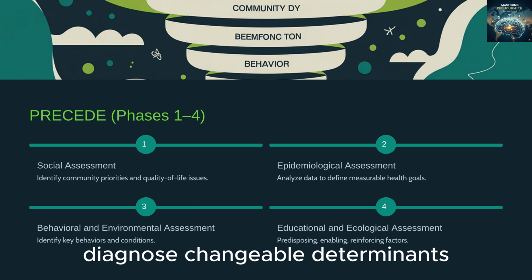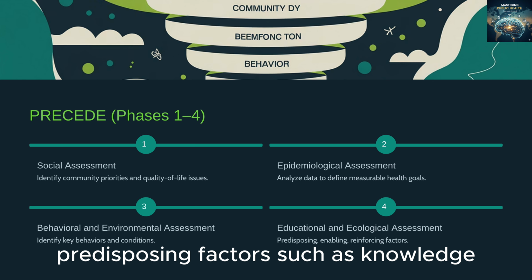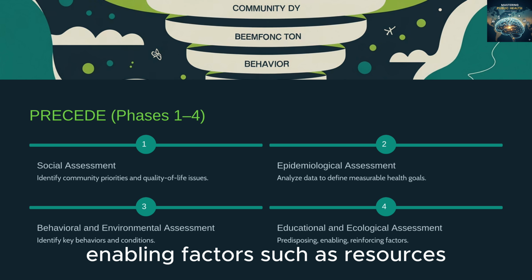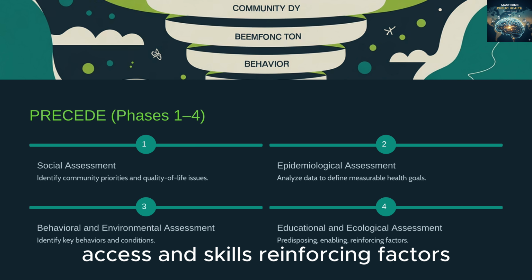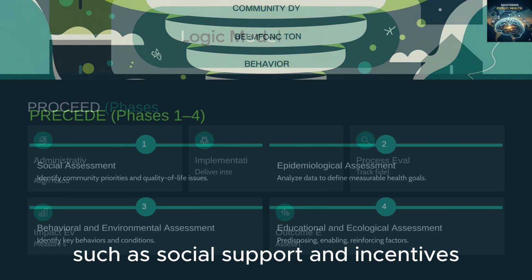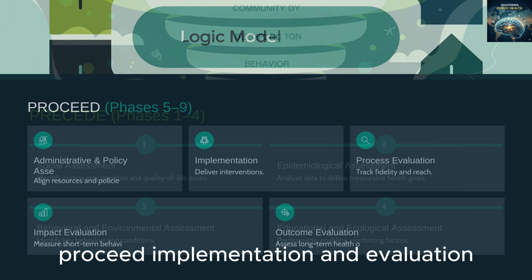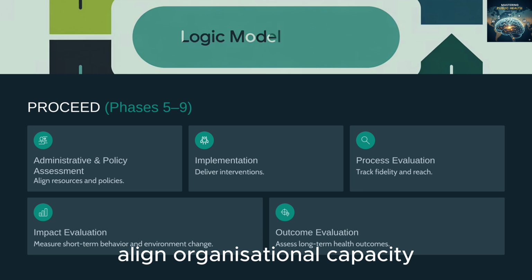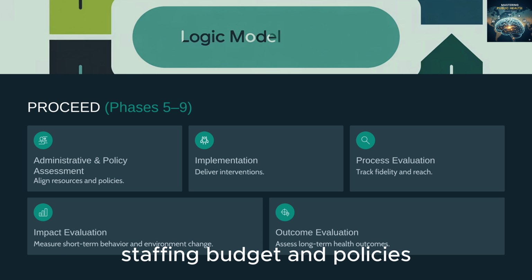Diagnose changeable determinants. Predisposing factors such as knowledge, attitudes, and beliefs. Enabling factors such as resources, access, and skills. Reinforcing factors such as social support and incentives. PROCEED, implementation and evaluation. Phase 5, administrative and policy assessment. Align organizational capacity, staffing, budget, and policies.